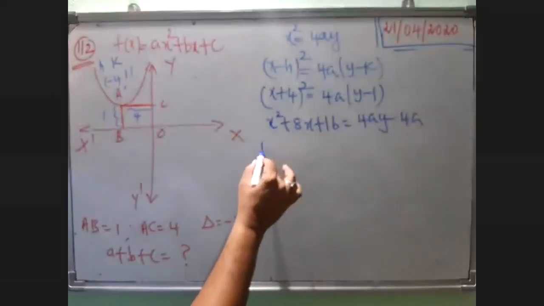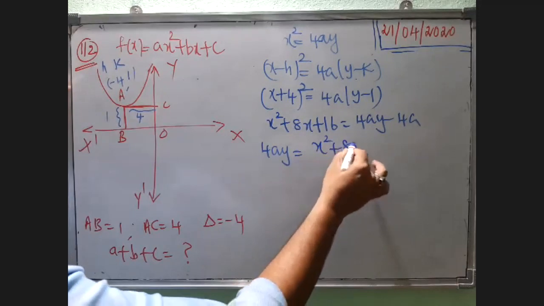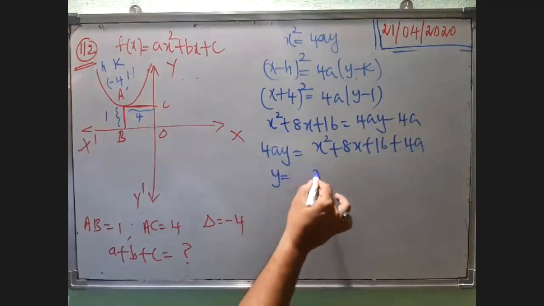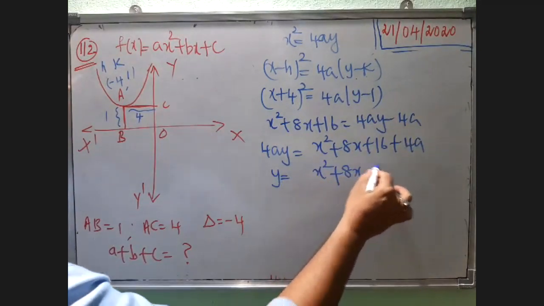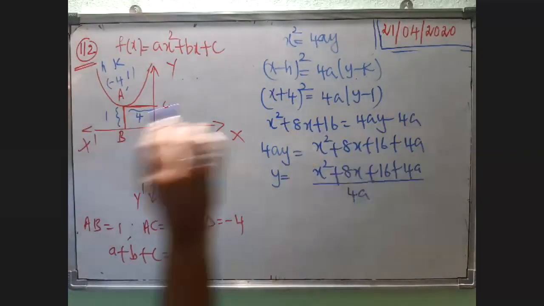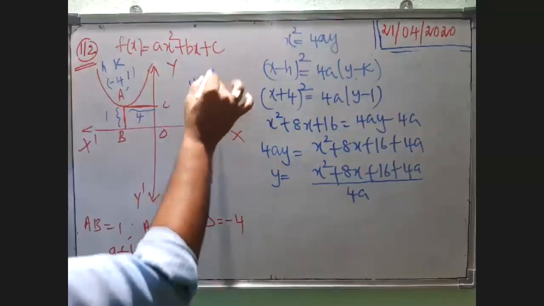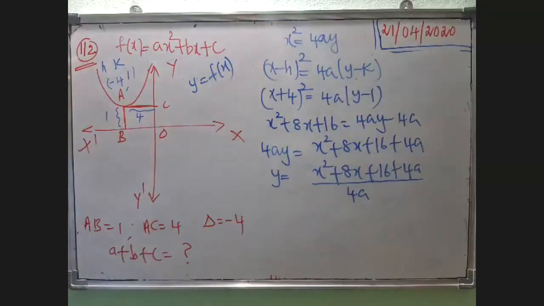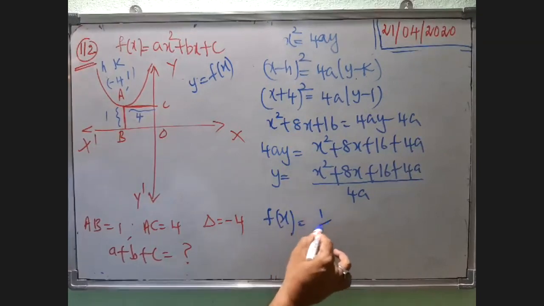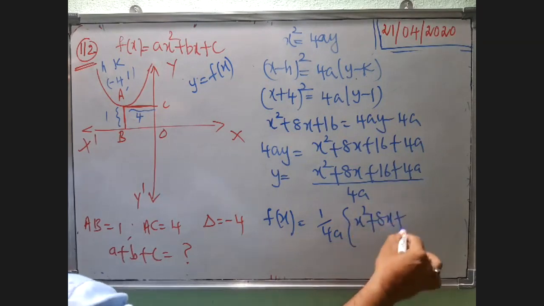What happened is 4ay equal to x square plus 8x plus 16 plus 4a. So the y value is equal to x square plus 8x plus 16 plus 4a by 4a. It is just like f of x, and you know very well that y is always given as f of x in geometry. That means this is f of x actually. f of x is equal to 1 by 4a into x square plus 8x plus 16 plus 4a.